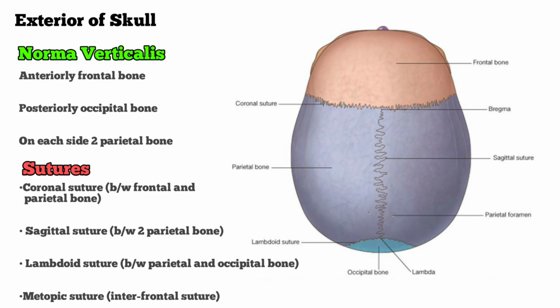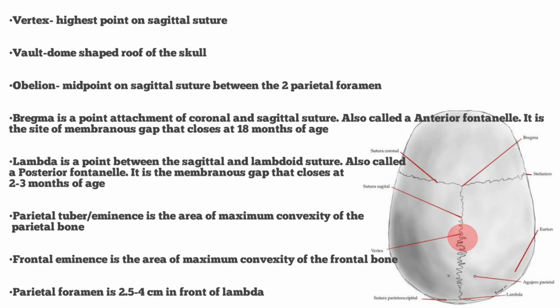The metopic suture is the interfrontal suture. The vertex is the highest point on the sagittal suture. The vault is the dome-shaped roof of the skull. Obelion is the midpoint on the sagittal suture between the 2 parietal foramina. Bregma is the point of attachment of the coronal and sagittal sutures. It is also called the anterior fontanelle, the site of a membranous gap that closes at 18 months of age.